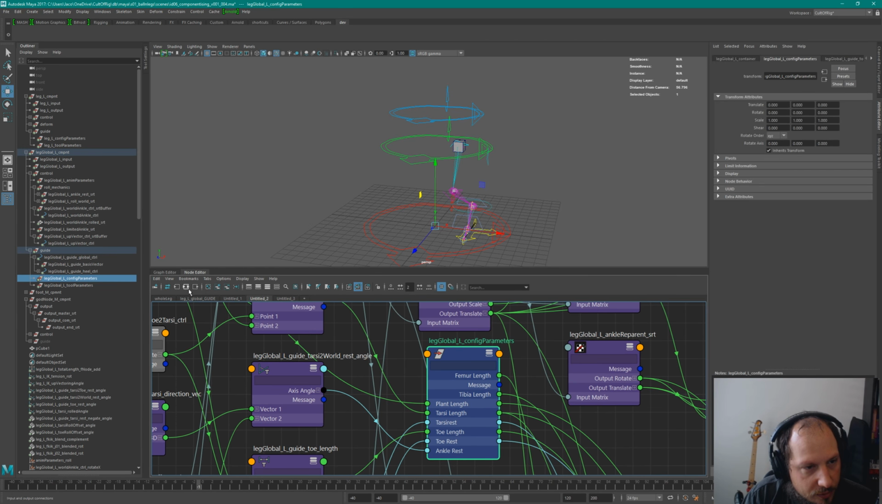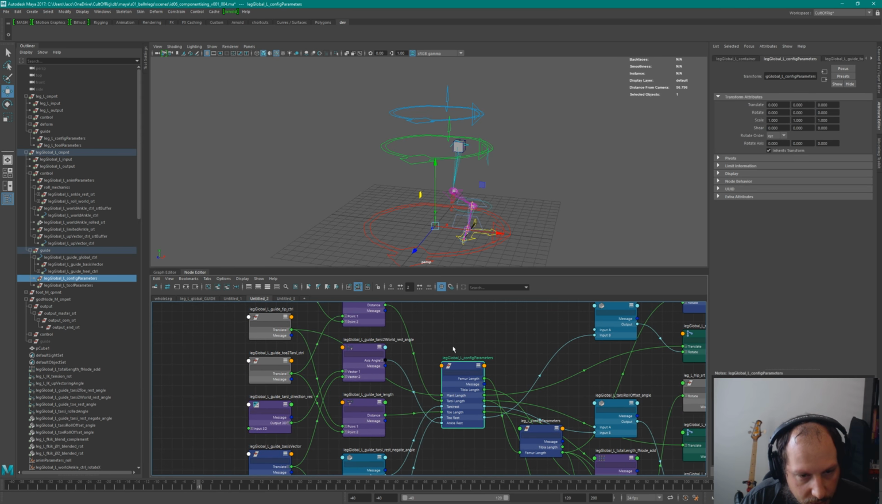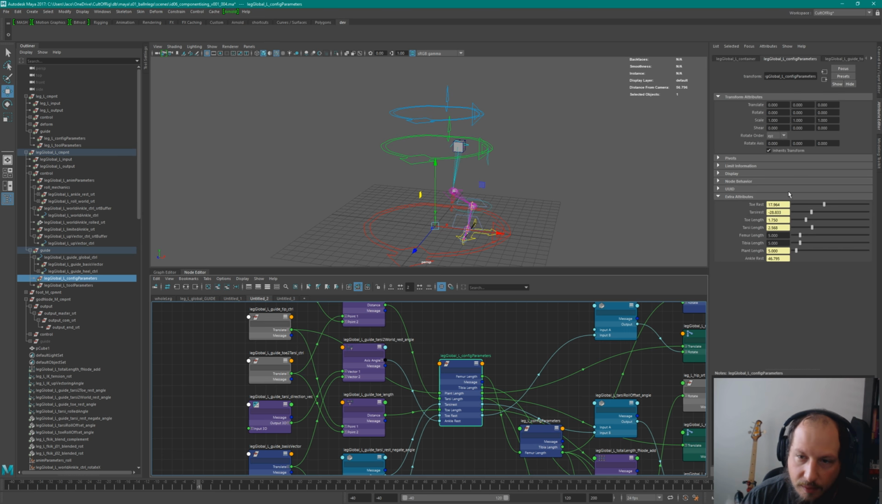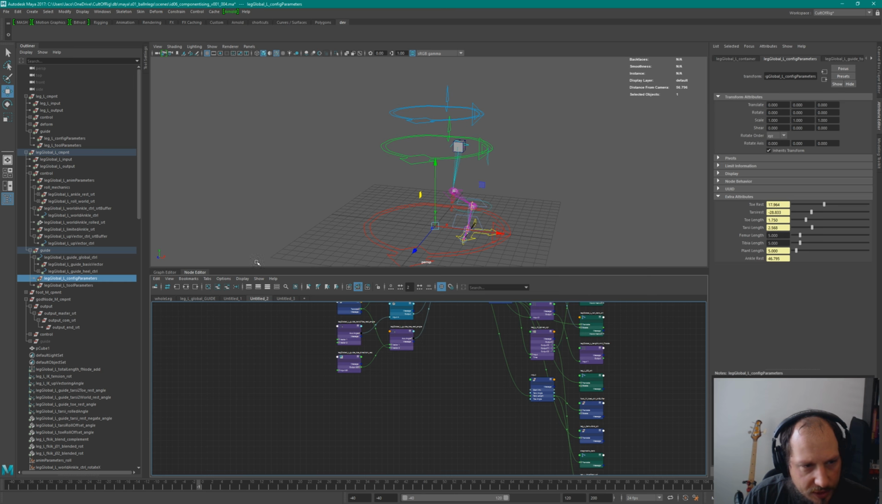Are we getting those from anywhere? That's my question now. No, we're providing them straight up. Femur length and tibia length. There you go. So we're doing the limit work. Oh man, this is actually a fair chunk of work that we might end up having to do.